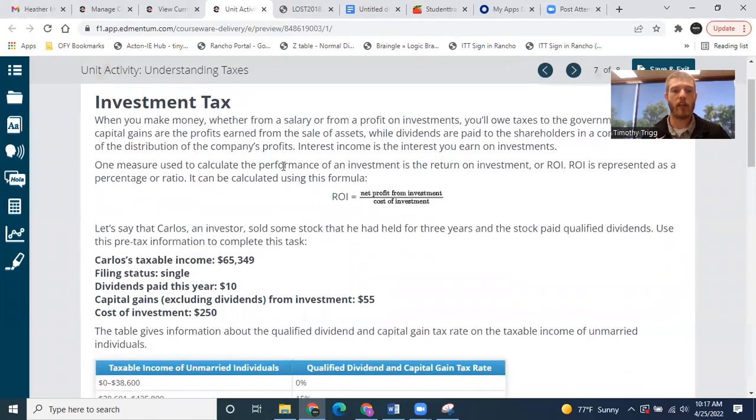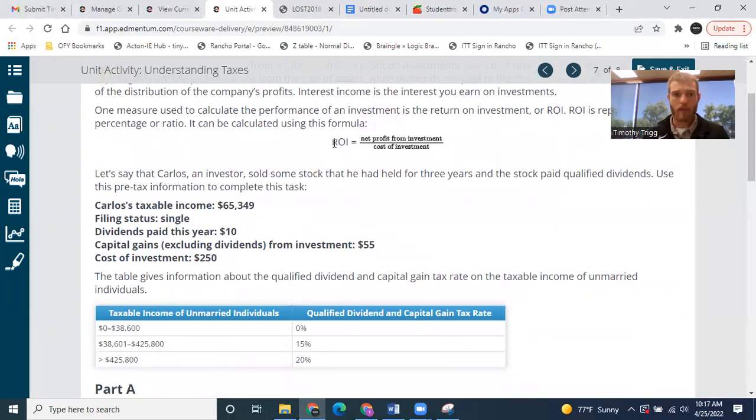One measure used to calculate the performance of an investment is the return on investment, or ROI. Return on investment, ROI, is represented by a percentage or ratio. It can be calculated using this formula: return on investment equals the net profit from the investment divided by the cost of investment. It's not too complicated, but let's go ahead and look at this information.